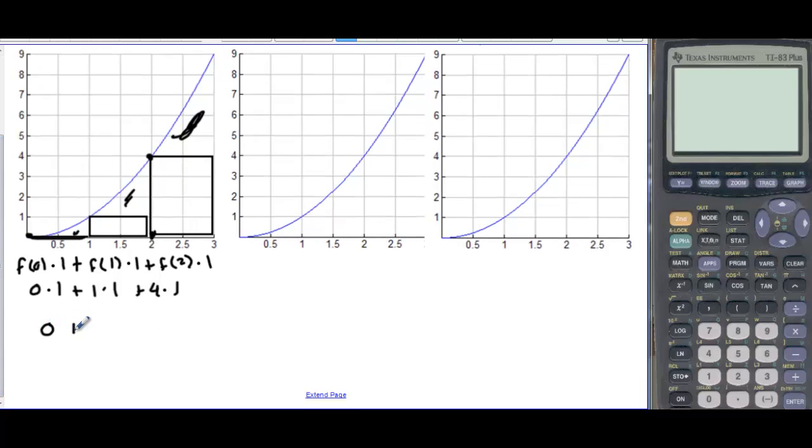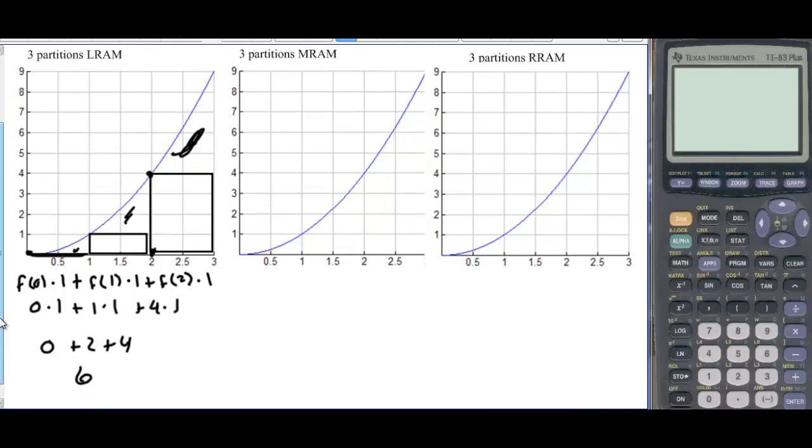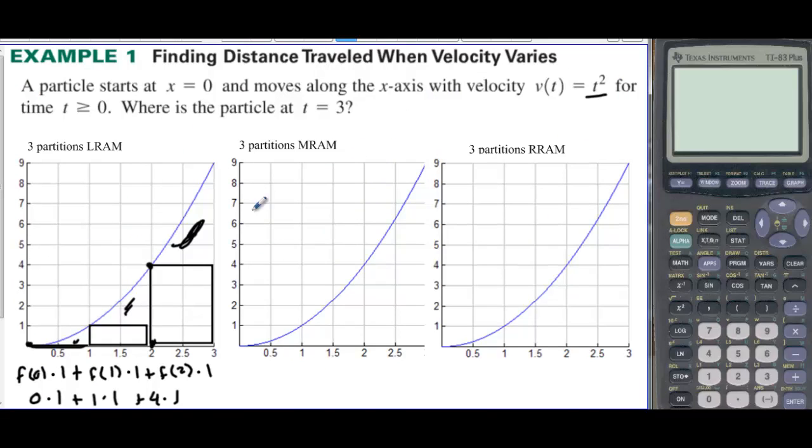We have 0 plus 2 plus 4. So we're saying the area under the curve, or the distance traveled, is 6. Let's find the area under the second curve using 3 partitions, but this time we'll use midpoint rectangular approximation method.